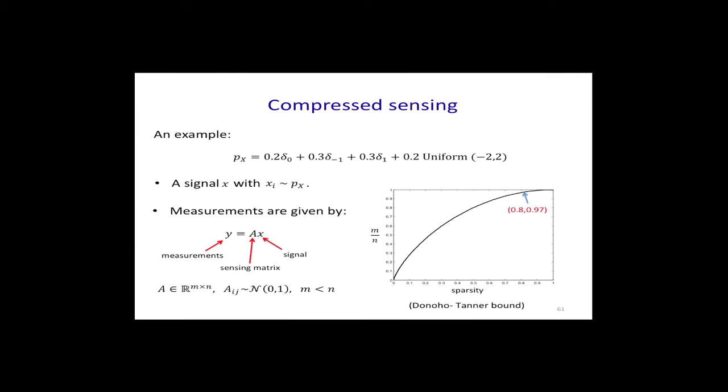Now, if you look at this example, we have a mass 0.2 at zero. So 20% of the entries are zero, 80% are non-zero. So you are here on this curve. And the number of measurements that you need is 0.97 times n. This is your compression rate. It's somewhat disappointing because there are thousands of papers on compressed sensing, and if you apply this L1 reconstruction to this example, you only get 3% compression. So the question is, can we improve this or not?